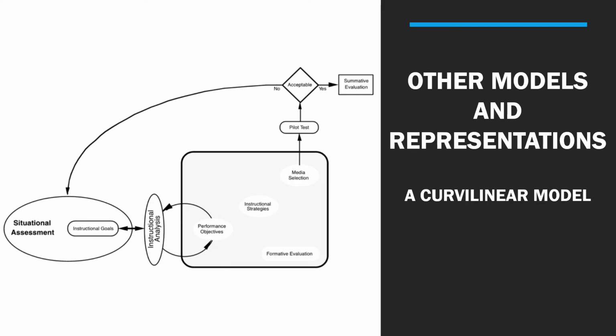Another representation is the curvilinear model. Branch 2018 describes how the curvilinear approach communicates the iterations that happen throughout a design project, and that is how instructional design is actually implemented in the real world. Various activities are designed and assessed and then refined through successive analysis cycles.